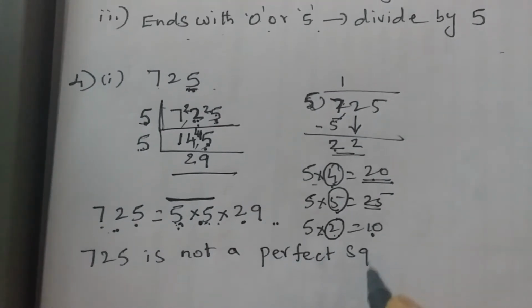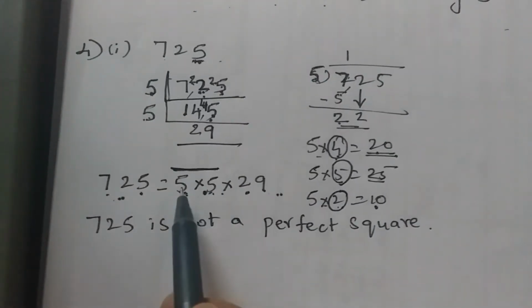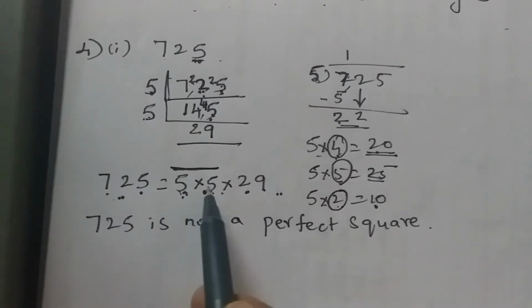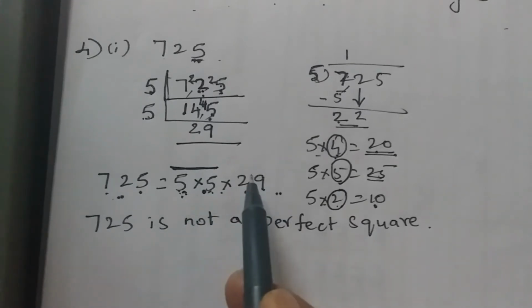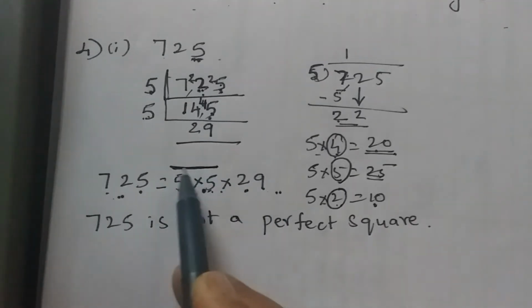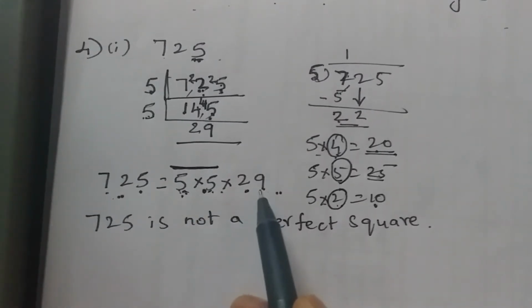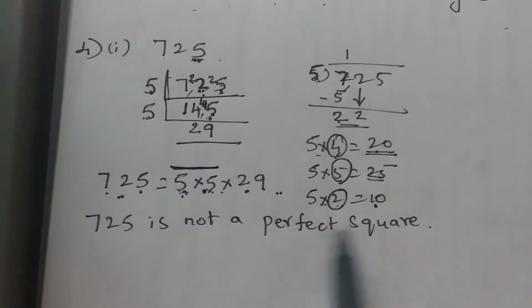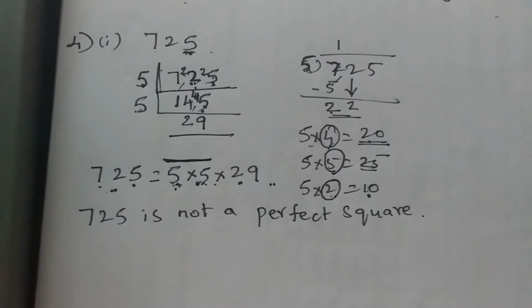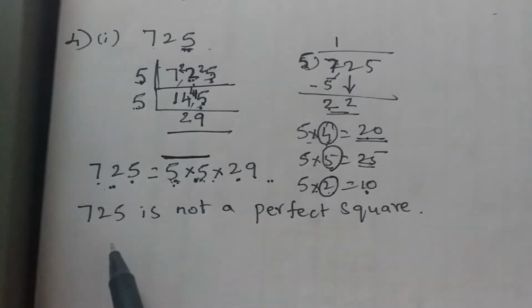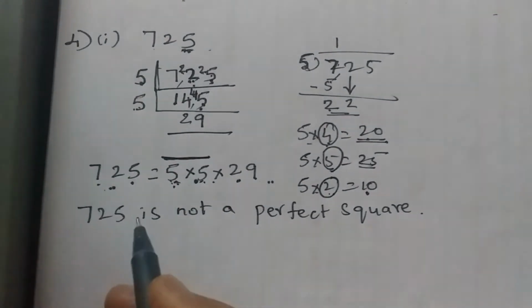Otherwise, it is not a perfect square because we should have an even number of same factors. That means 2 times, 4 times, 6 times. The same number we should have. For every factor, you should be able to group 2 same factors. 5 and 5 we are able to group. For 29, there is only one 29. Therefore, it is not a perfect square. Got it? So first find the prime factors and check whether you have 2 same factors, to group them into 2s.